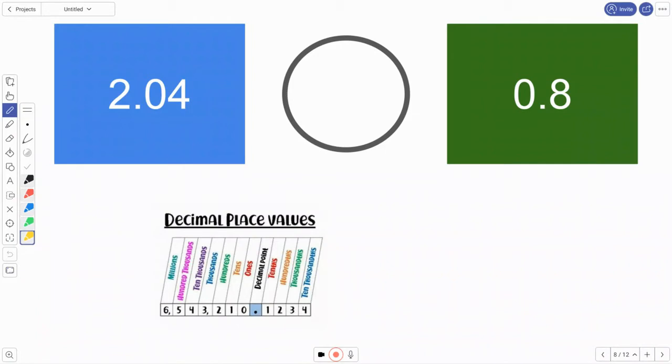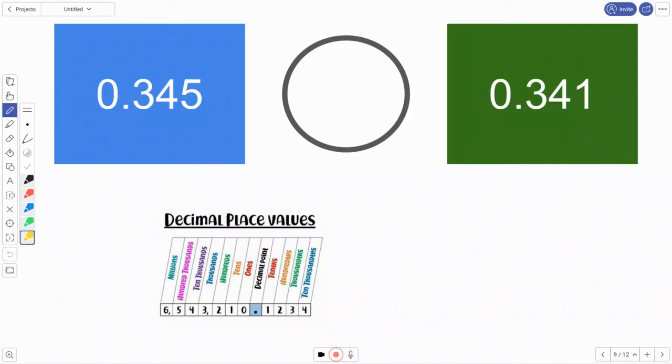I'm going to start in front of the decimal. I see there's numbers in front of the decimal. So that's the digit I'm going to start with in the ones. I see that the blue number has a 2. The green number has a 0. So I don't have to look anywhere beyond that number to know which number is bigger. I know the 2 is bigger, so I put that alligator mouth eating the blue number because that one is bigger. We just start at one place value and only go to the right if we need to.